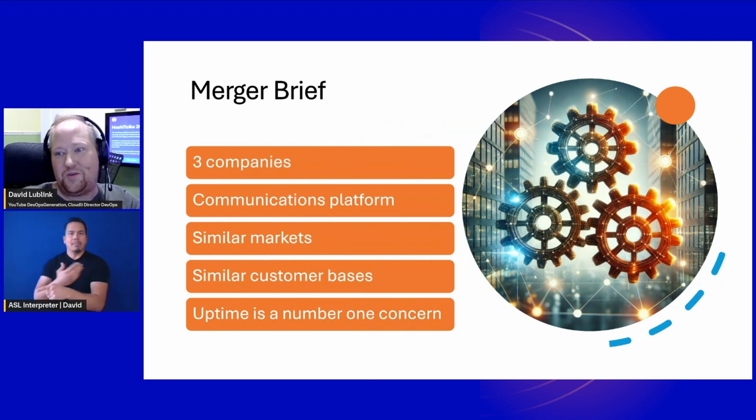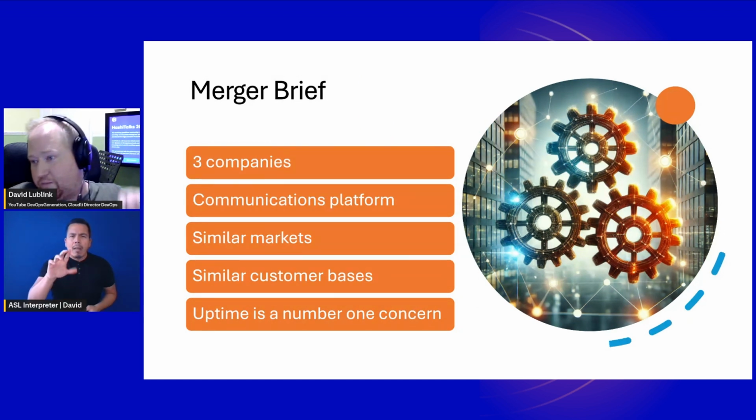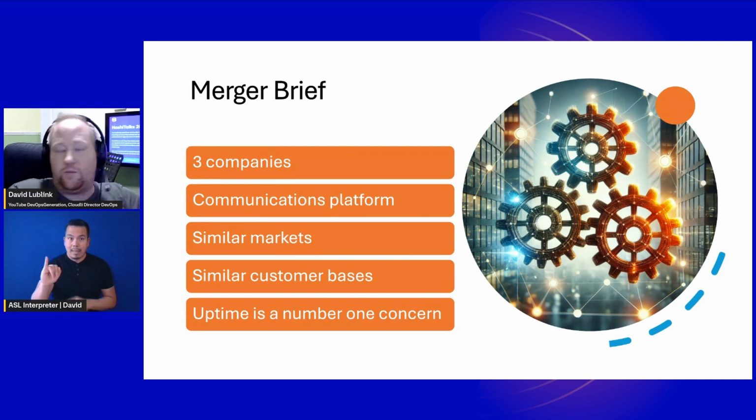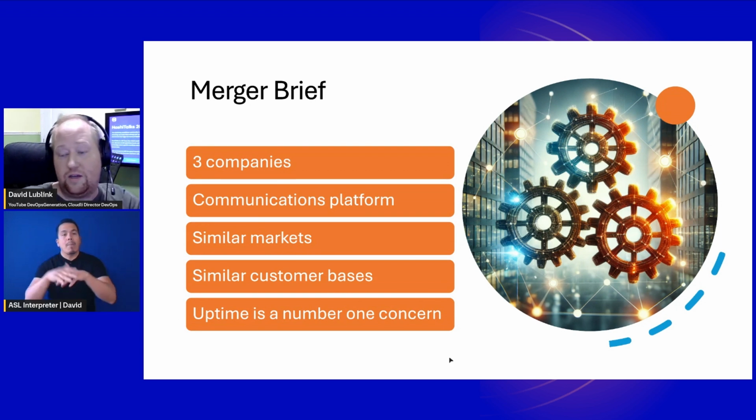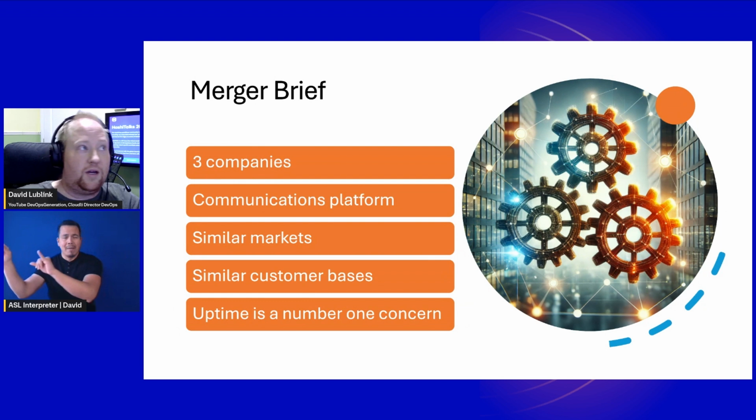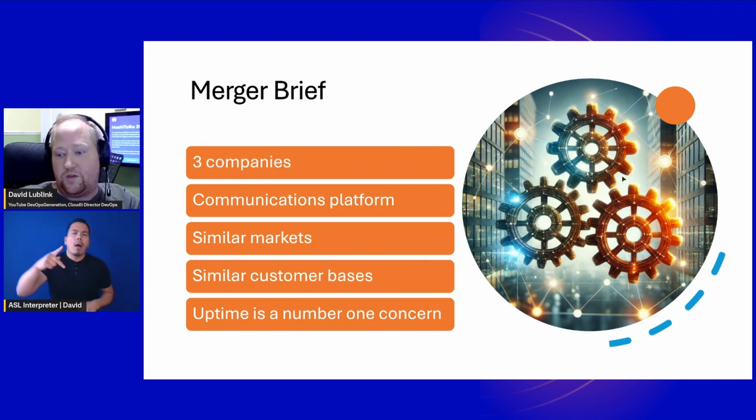So let's jump into that merger we were talking about. I already introduced Cloudly. As you can imagine, each of these companies that merged had similar markets and similar customer bases. In fact, from a business analyst point of view, all 3 companies were basically the same. And for all 3 companies, uptime and reliability was the number 1 concern. So all 3 companies should be the same, right?